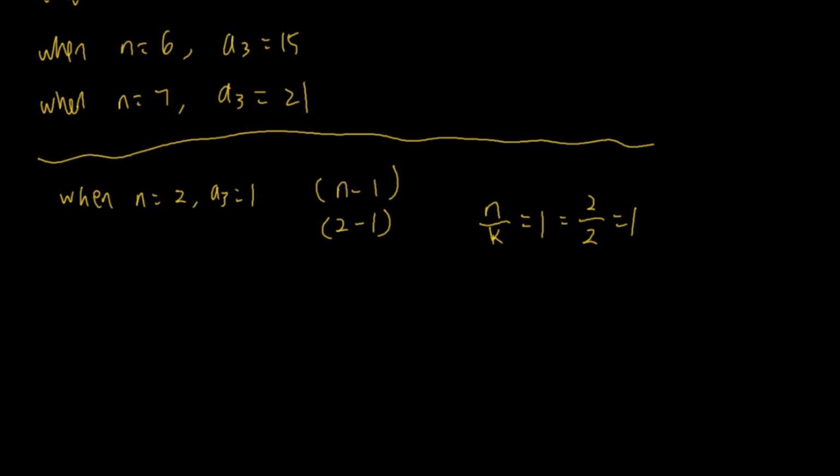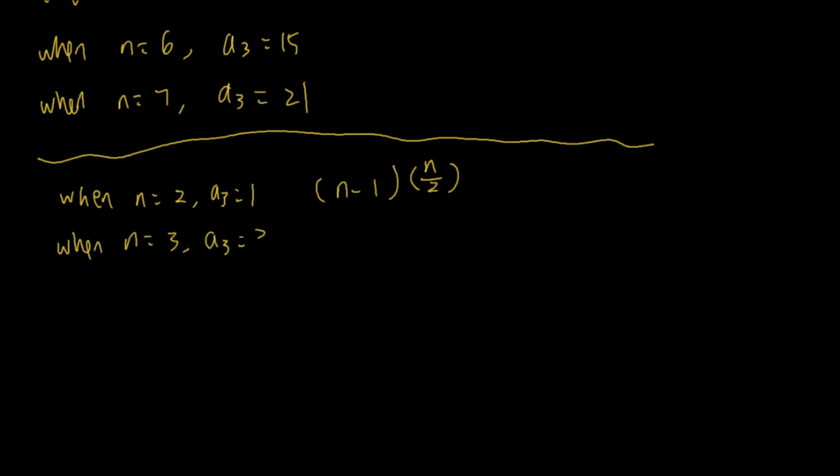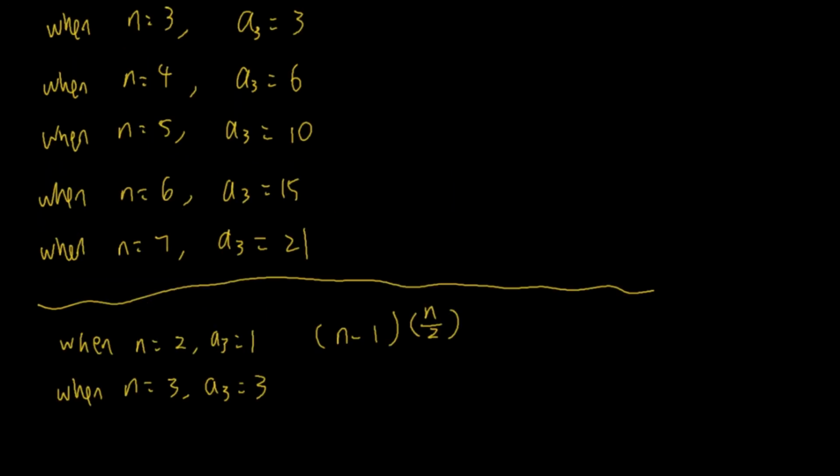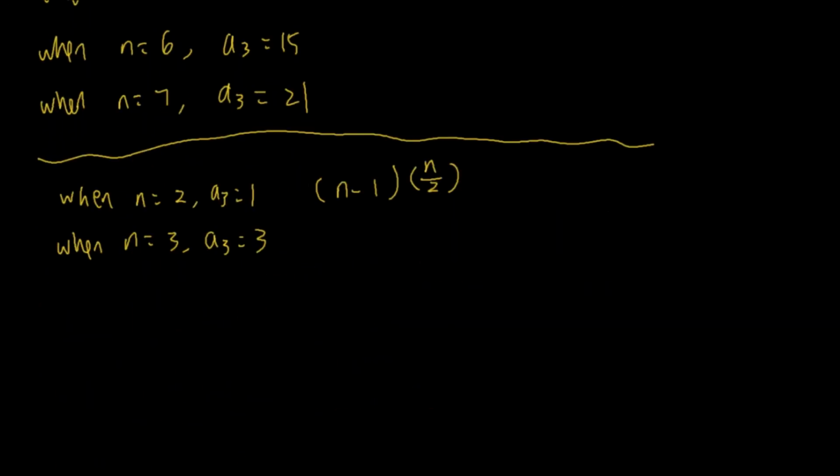So we can say that maybe this has to multiply by m over 2. Let's see if that's the formula that can be used for the second term. Now, next term we have to look at when n is equal to 3. When n is equal to 3, a3 is equal to 3, if I remember correctly. Yes. Now we know that.